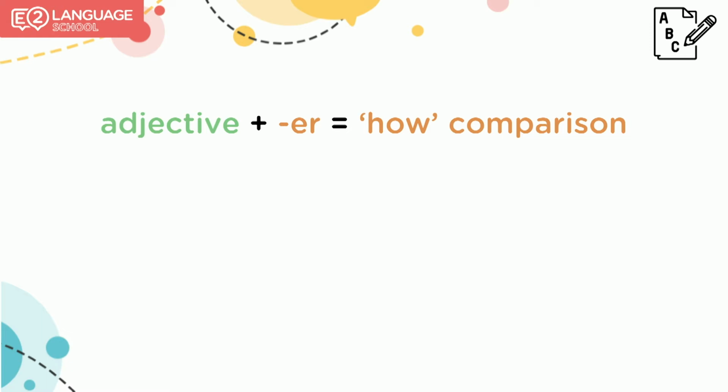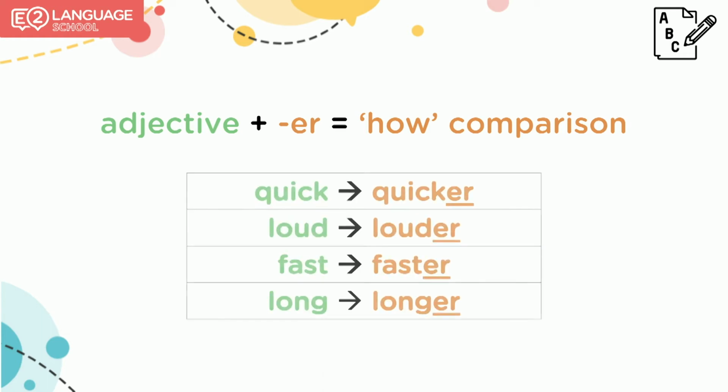Okay, what do I mean by this? So what we do is we take an adjective and we put ER on the end. And if we're talking about comparing the way that two people do things, we can create a how comparison. So quick becomes quicker, loud becomes louder, fast becomes faster, and long becomes longer.